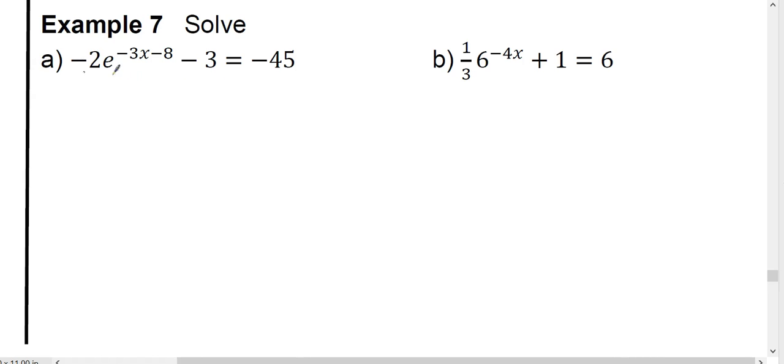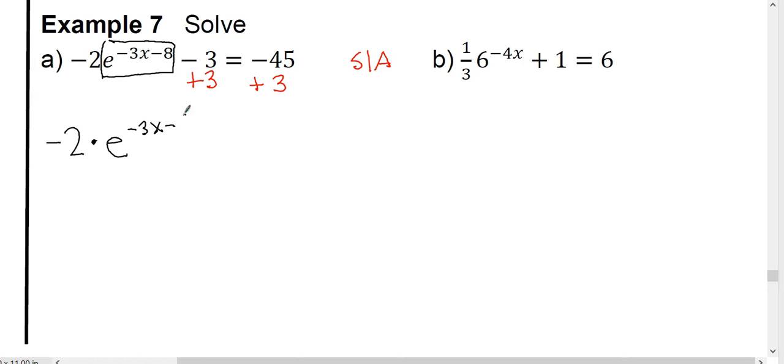Alright, so for this one, we're given the base. We're given an exponential. So we want to isolate the base part. So separate the e from the negative 2 and get this part by itself. So from here, we add or subtract first. So in this case, we're going to add 3 first. So negative 2 times e to the negative 3x minus 8 equals negative 42.